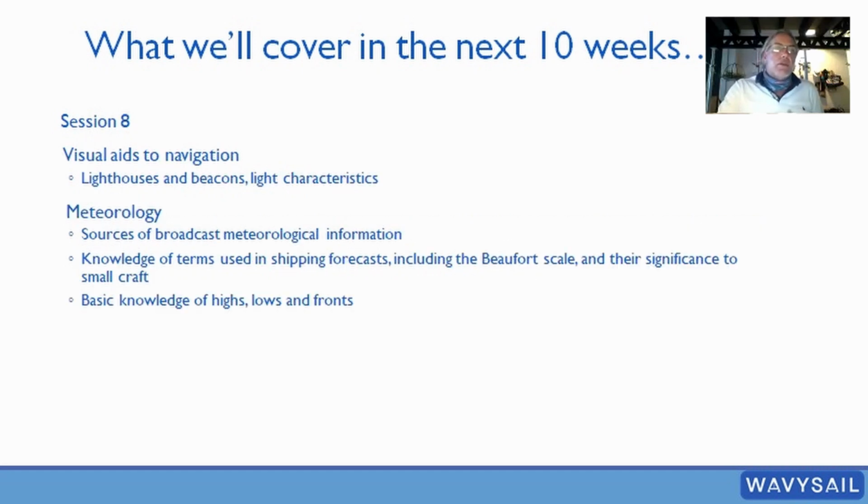Lastly, session 8, visual aids to navigation. So the things that we use to navigate by. So lighthouses, beacons, the light characteristics, and then we'll do a section on meteorology. So sources of meteorological information, the knowledge of terms that we use in shipping forecasts, including the Beaufort scale, and obviously they're significant to us on small craft, and then just a basic knowledge of highs, lows, and fronts.